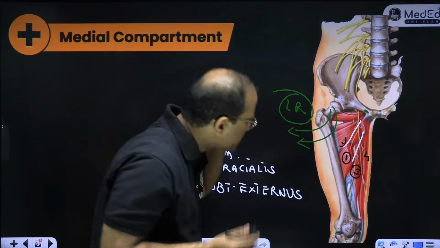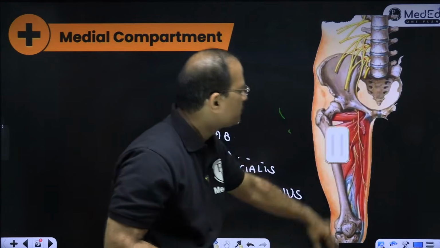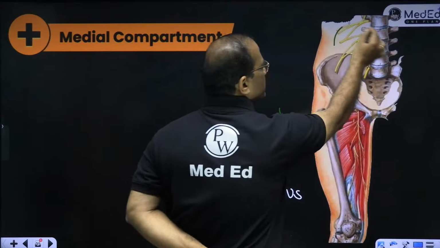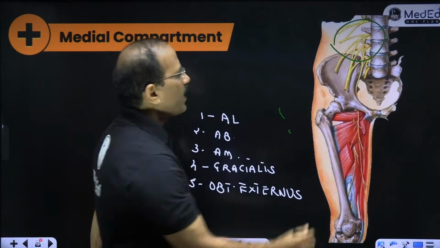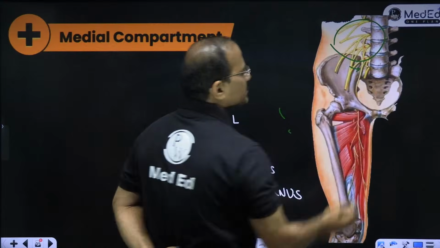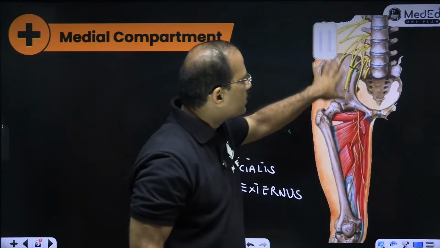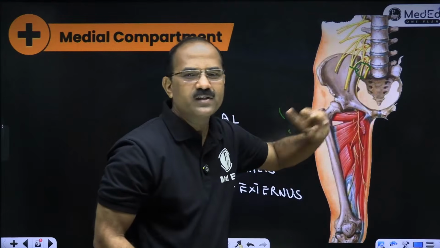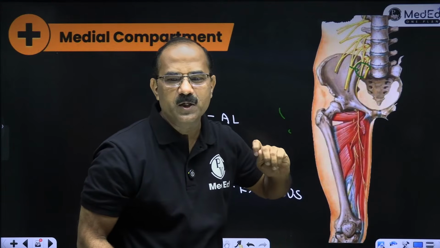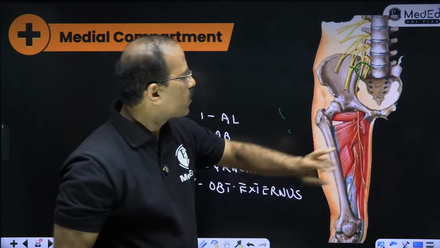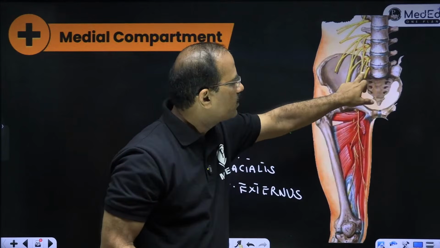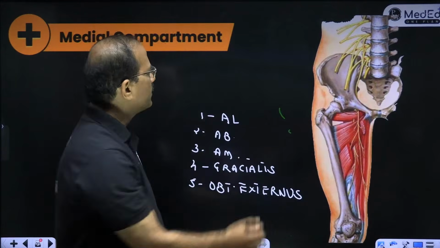Look now, see this is so nice. If you can appreciate this, what is this nerve? What is this plexus? That's a lumbar plexus. And what is this branch of lumbar plexus? That's the obturator nerve. Now what is this? Ala of the sacrum. What are the relations of the ala of sacrum? ये पता है आपको?